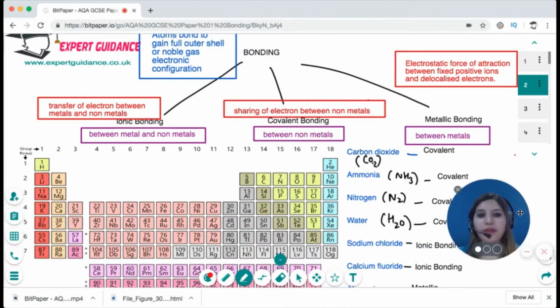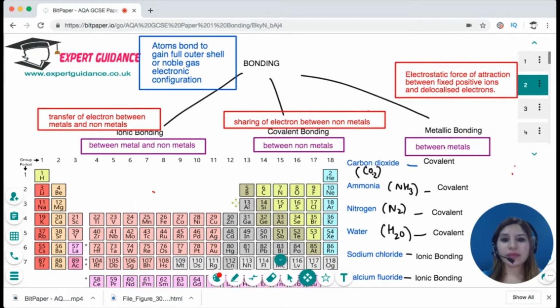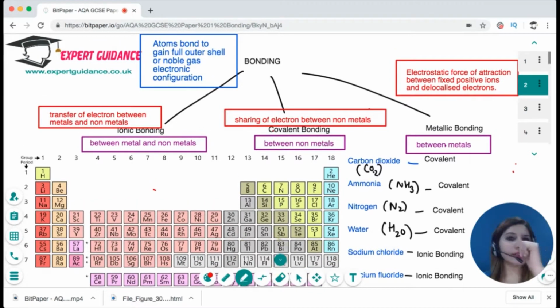Remember from the periodic table video, we talked about how in our periodic table we get metals to the left and non-metals to the right. Now, bonding is divided into three: ionic, covalent, and metallic. Why do elements or atoms bond? They bond to gain a full outer shell or noble gas electronic configuration.